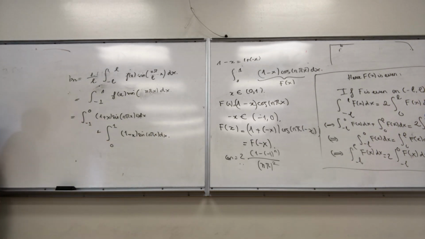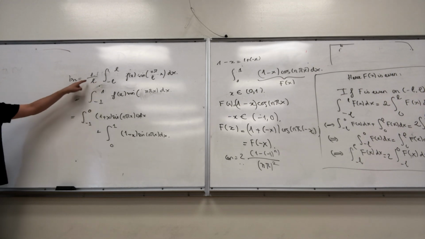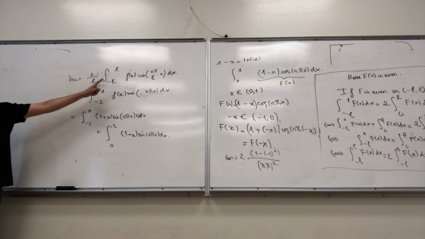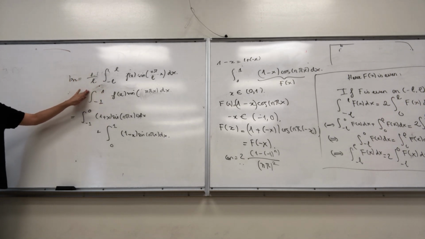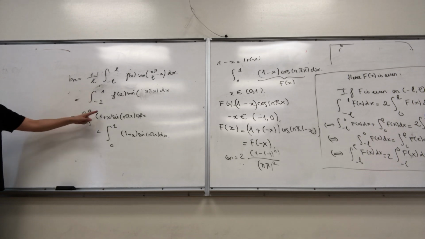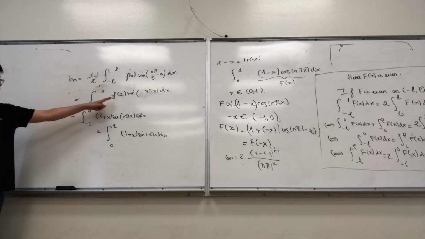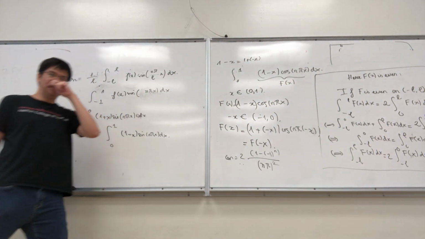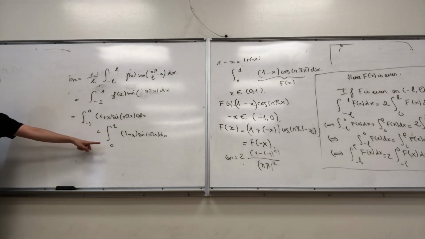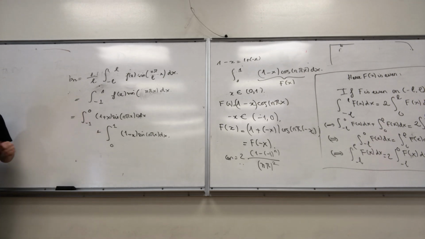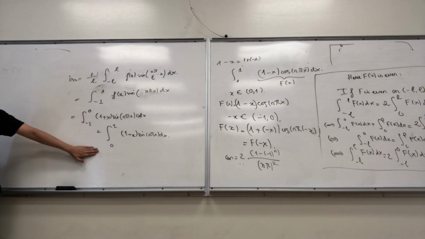Alright? So to compute Bn, we're going to use the same method. You have to compute the integral from -L to L of f(x) sin(nπx/L), and you have to divide everything by L. L is 1, so I'm going to replace this by the integral from -1 to 1 of f(x) sin(nπx) dx. But f(x) is 1 + x from -1 to 0, and 1 - x from 0 to 1. So I'm going to split this integral into the sum of two integrals.